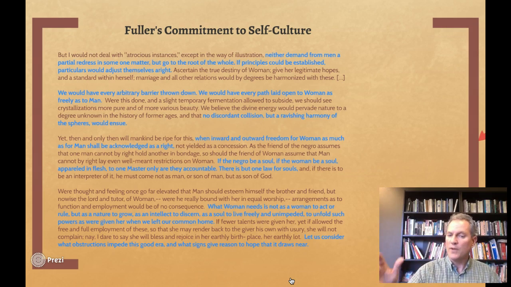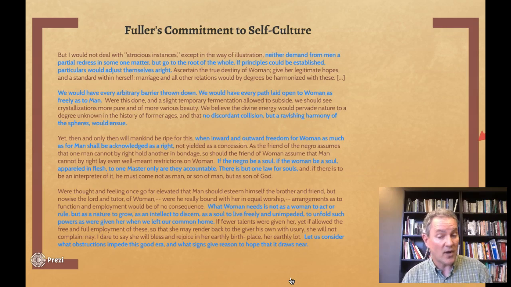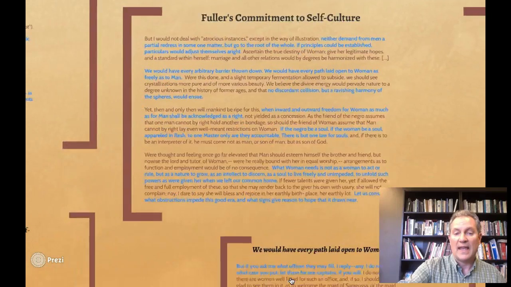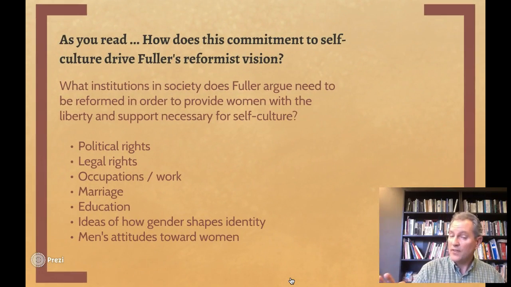So here's her principle. What do women need? They need the ability, the right, the freedom granted to them to do what souls need to do, which is to unfold those powers that they were given by God, right? And so then she says, well, at the end of this passage, let's consider what the obstructions are. And so as you move forward in your reading, I'd like you to think how Fuller, starting from this principle of romantic self-reliance or self-culture, what are the different institutions in society that Fuller argues need to be reformed to provide women with the liberty they need and the support that they need for self-culture.